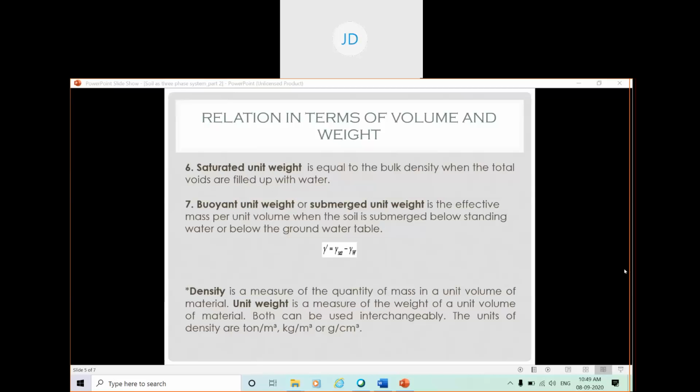Now, in coming classes we'll also discuss how to find how much water is present in a particular soil. We can find the water content in the laboratory; there is a standard procedure that we can follow. Using a weighing balance you can find the weight, and you can measure the volume.